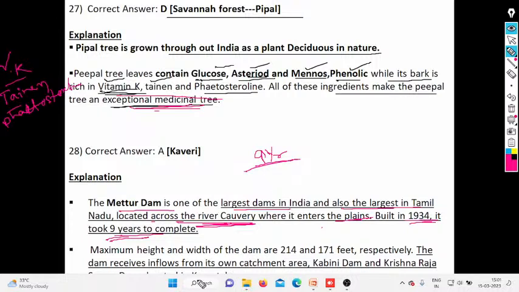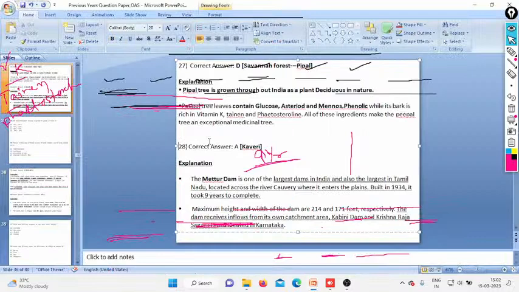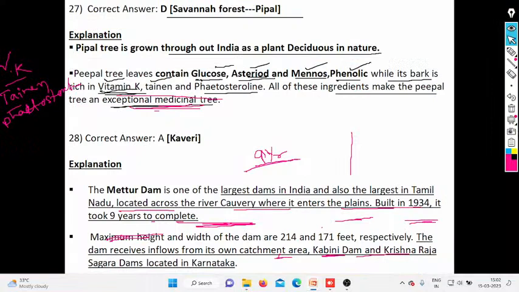Maximum height and width of the dam is 214 and 171 feet respectively. The dam receives inflows from its own catchment area, that is your Kabani Dam and Krishnara Sagar Dam, located in Karnataka.